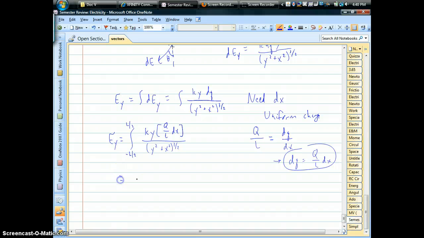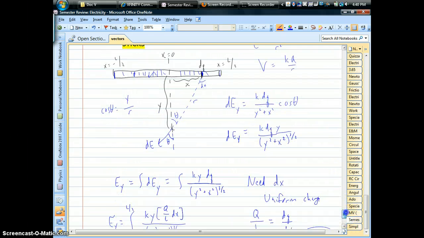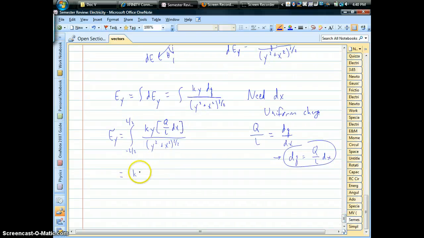The only thing I'll do is pull out constants. Let's remind ourselves what the constants are. k is a constant. That distance y is a constant, a fixed distance to the point we're looking at. Total charge and total length are constants. And then we have to keep everything else in there. So this ends up being the integral we have to evaluate.